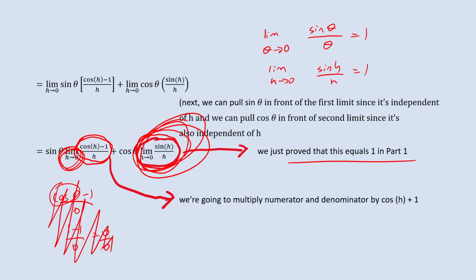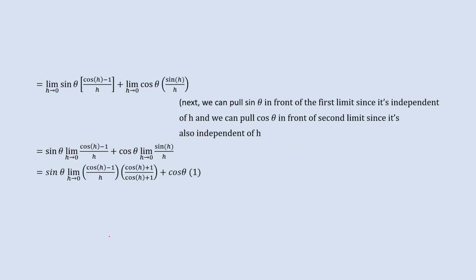That's the indeterminate form that we spent a lot of time on early in the course dealing with. So we have to have a method to get rid of that. And like it says at the bottom of your screen, that method will be to multiply top and bottom of that fraction by the cos of h plus 1. So that's what we do here.